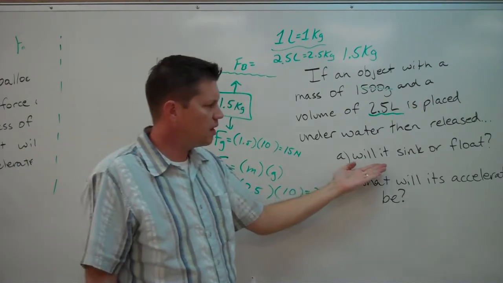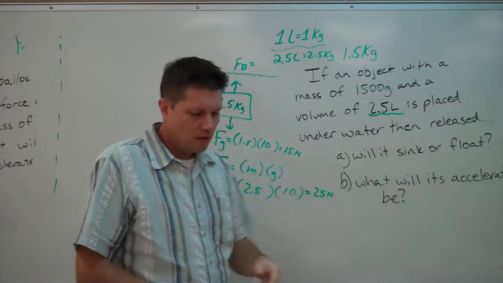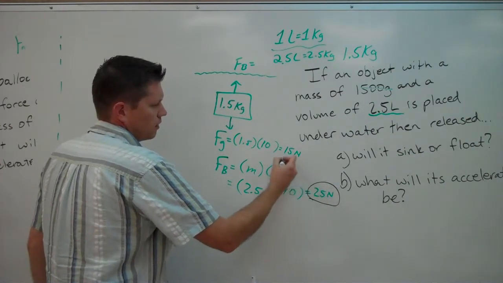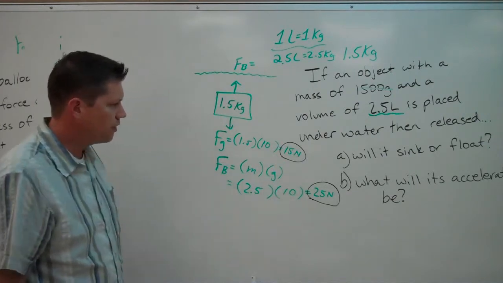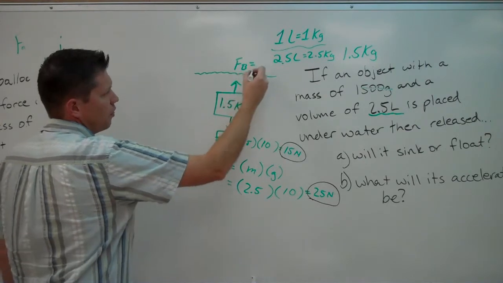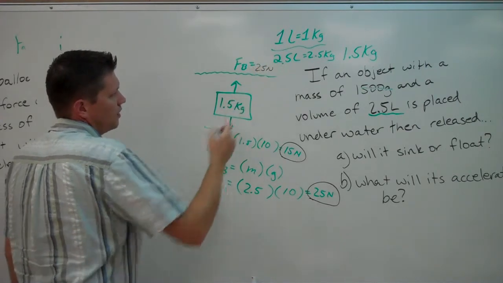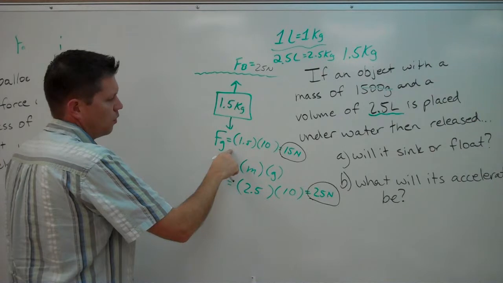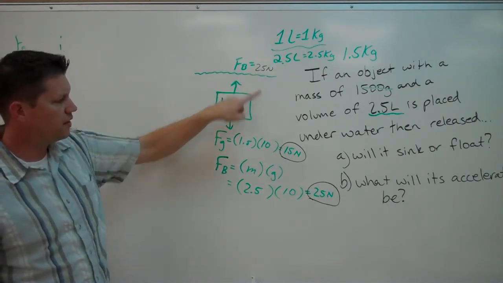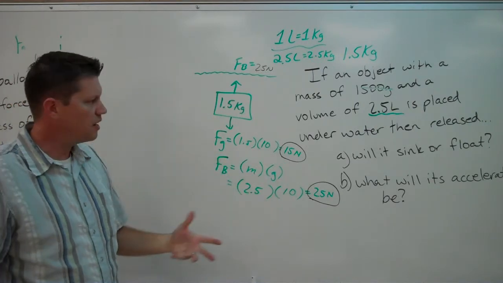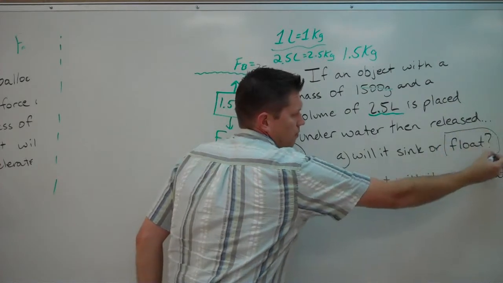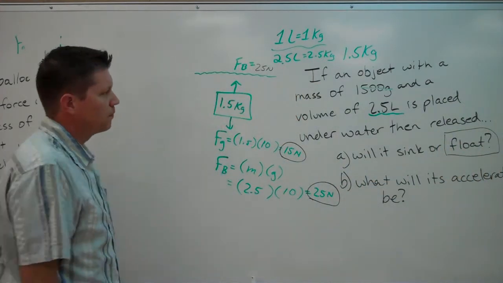So the first question in our problem, will it sink or float? Because the weight of the water is larger than the weight of the object, this object has a buoyant force of 25 newtons and a downward force or weight of 15 newtons. Because the upward force is larger, 25 is larger than 15, my object will float. So the first answer, my object does float.